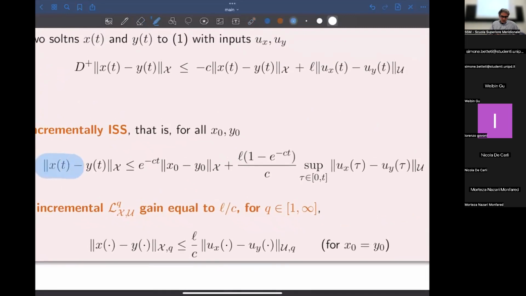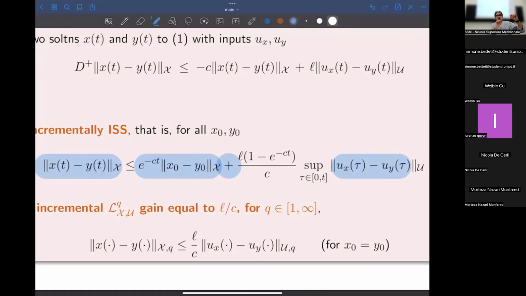Basically, it's saying that the distance between the two trajectories is bounded by an exponentially decaying term, e to the minus Ct, which multiplies the initial error, the initial distance between the two trajectories. But then I have a sum, plus a term that depends upon the difference between the inputs. If you use the same inputs, of course, the two trajectories are going to come together, just like before. Before I had a picture that showed two trajectories starting at two different points and coming together.